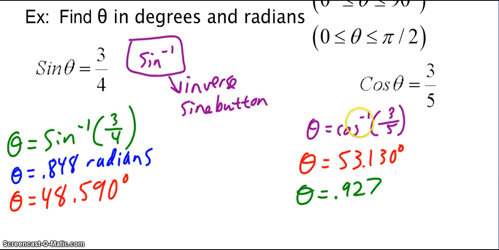Alright, so for the first one here, we know theta is the cosine inverse of 3/5. So in degrees, theta should come out to be 53.130 degrees. In radians, theta should come out to be 0.927.